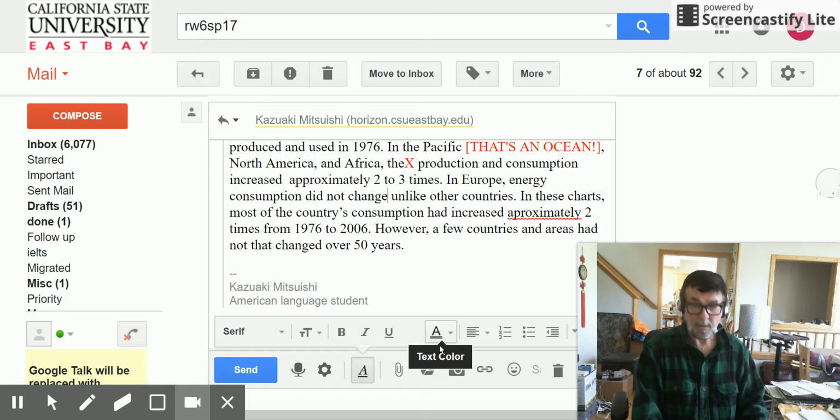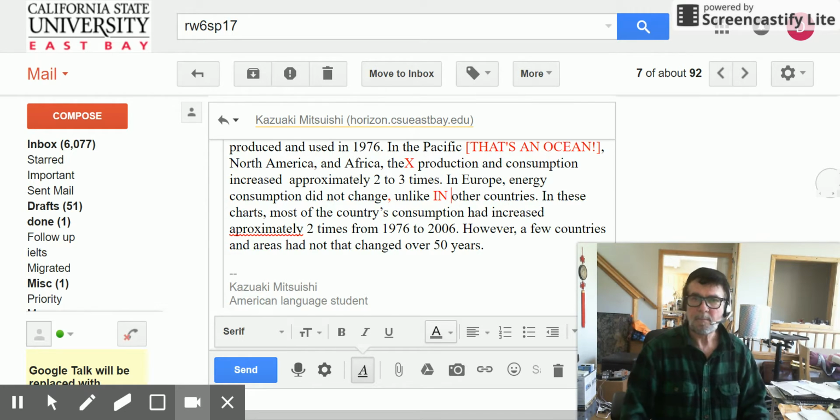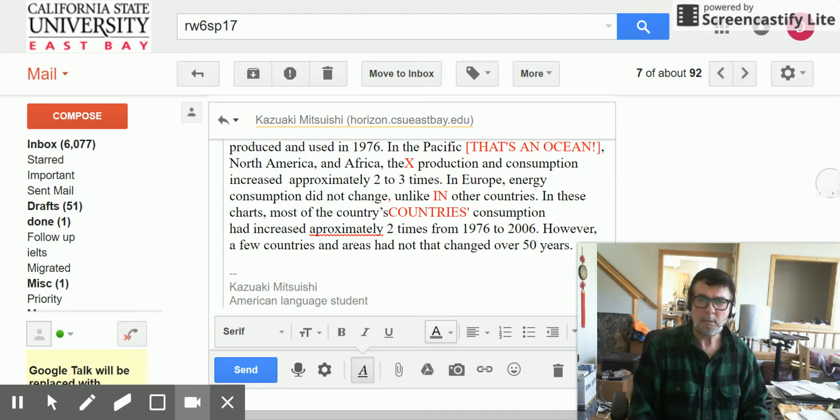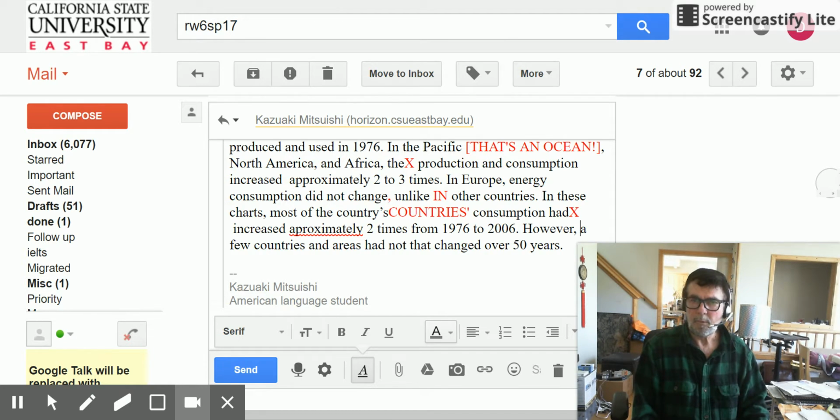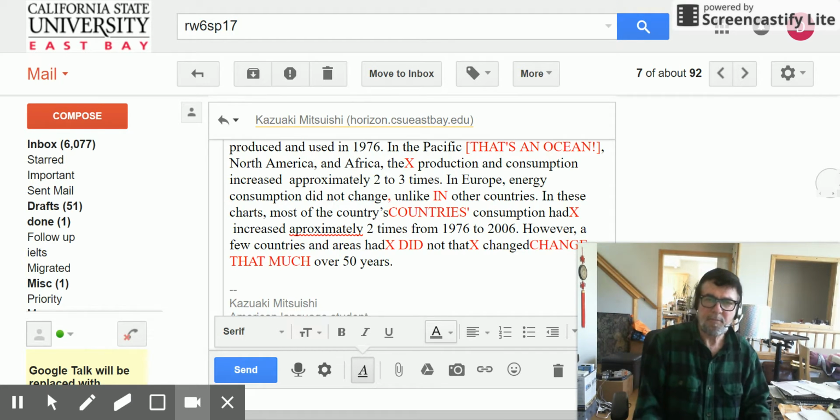You need a comma here, unlike, and just to be specific, in other countries. "In these charts, most of the country's consumption." One country? You mean countries, don't you? "Consumption had increased." Again, no had. 2 times, doubled. "However, a few countries and areas, again, did not change." Did not change that much over 15 years, or did not change much over 50 years.